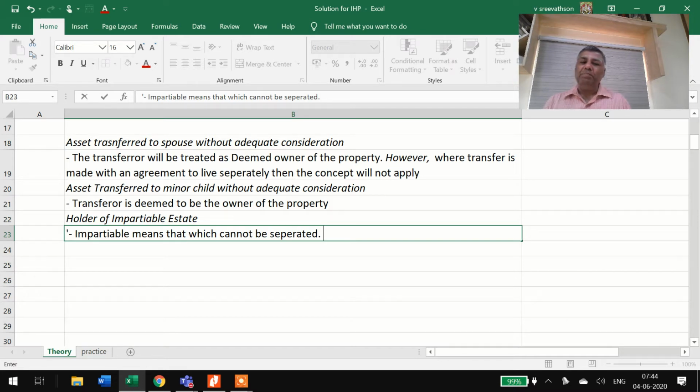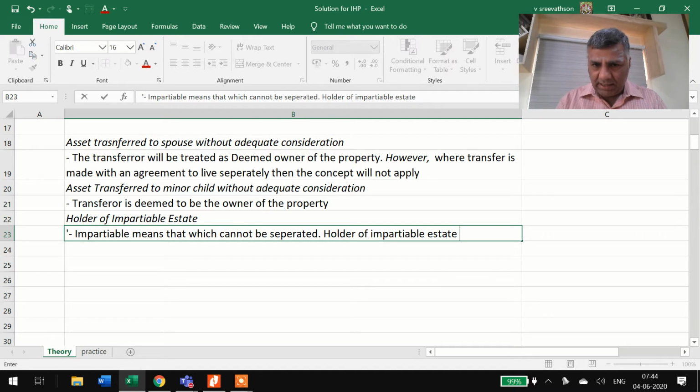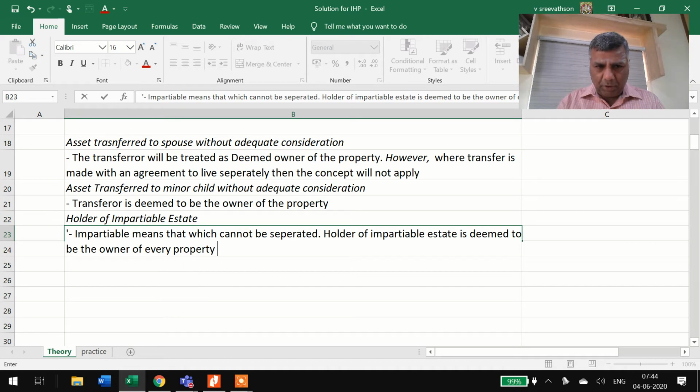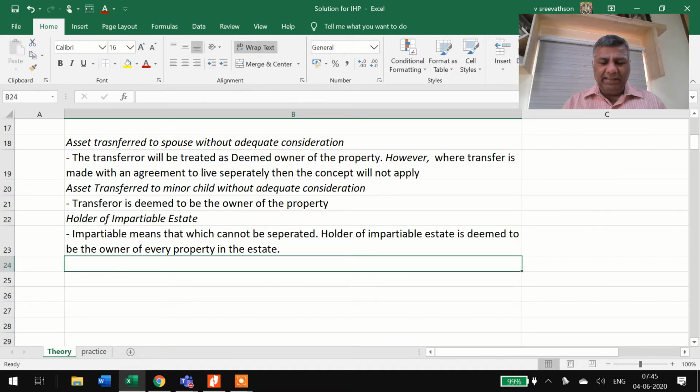Holder of an impartible estate, which means that which cannot be separated. Holder of an impartible estate is deemed to be the owner of every property in the estate.